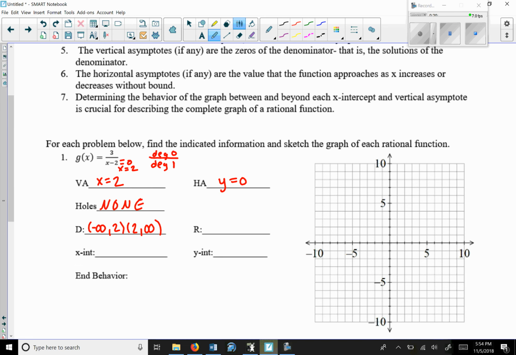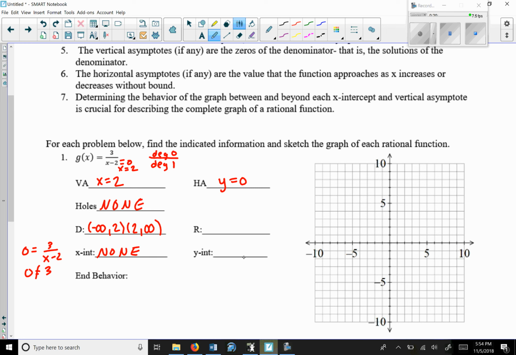My x-intercepts, remember, are zeros, so when you set the equation equal to 0, 0 is the numerator. If I do that here, I get 0 equals 3 over x minus 2. So 0 times x minus 2 is 0. That's why 0 is the numerator. 0 does not equal 3, so there are actually no x-intercepts, so none.